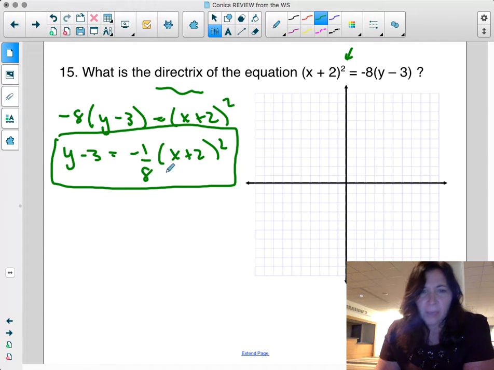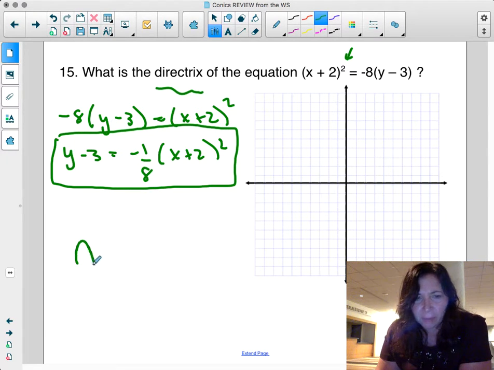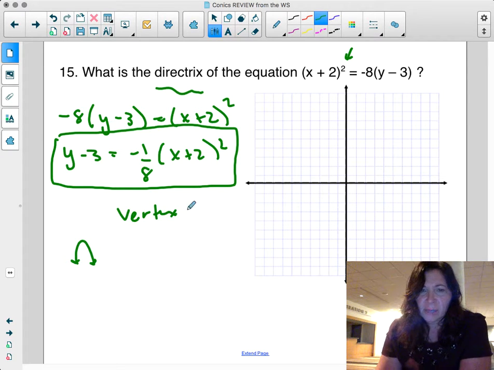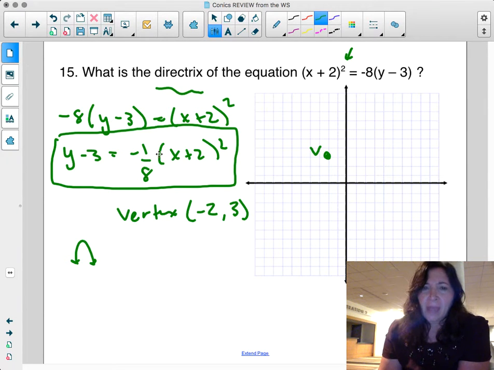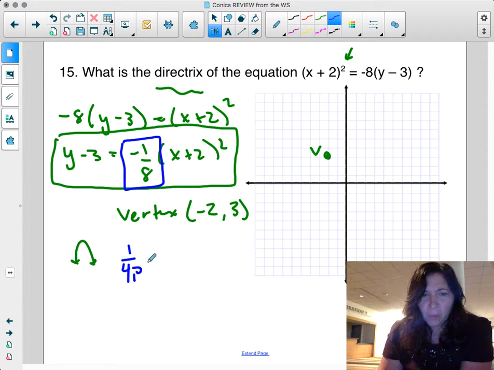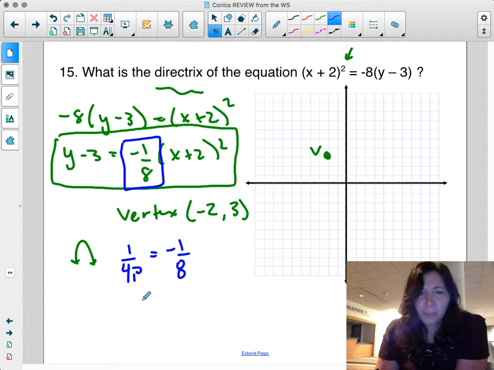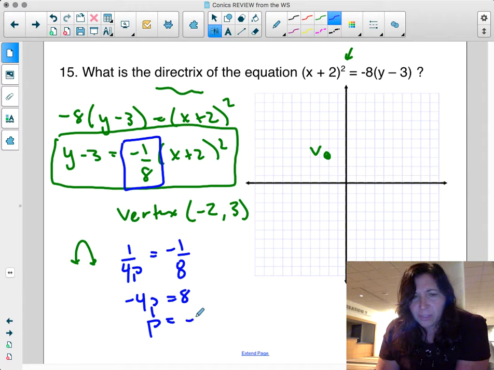This is a y equals negative x squared, which means my graph will go upside down like that. I do know that my vertex is going to be at negative 2, comma 3. So go over 2 and up 3. And so there's my vertex of the parabola. Now, I also know that this value right here is equal to 1 over 4p. So 1 over 4p equals negative 1 over 8. I'm going to cross multiply and I get negative 4p is equal to 8. So p is equal to negative 2.